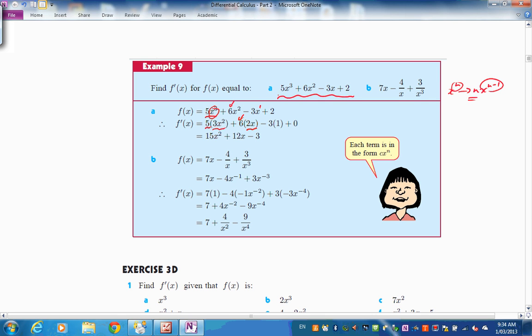Neg 3x, 3x is 3x to the 1. So it's 1 by neg 3, x to the naught, which is just 1. The derivative of a constant is 0. So then we'll put it all together.